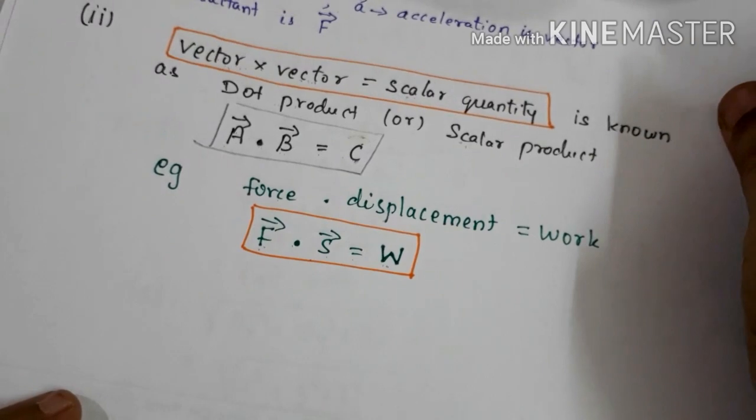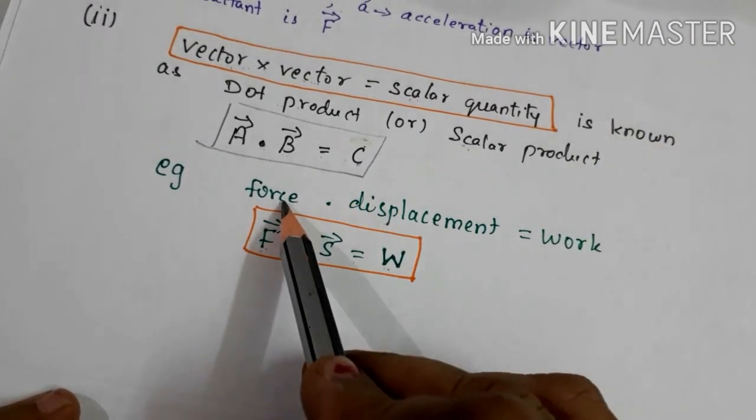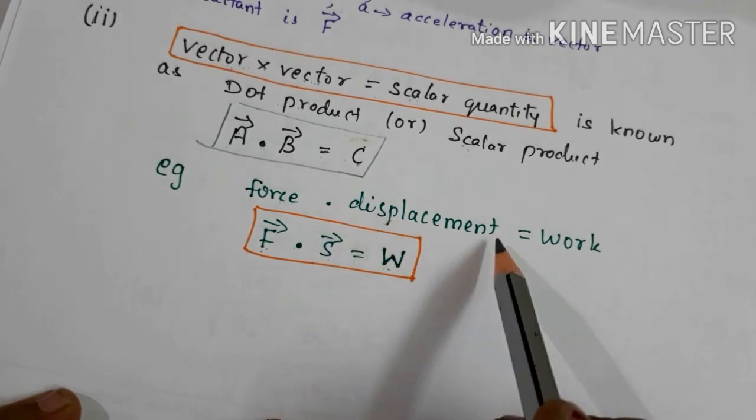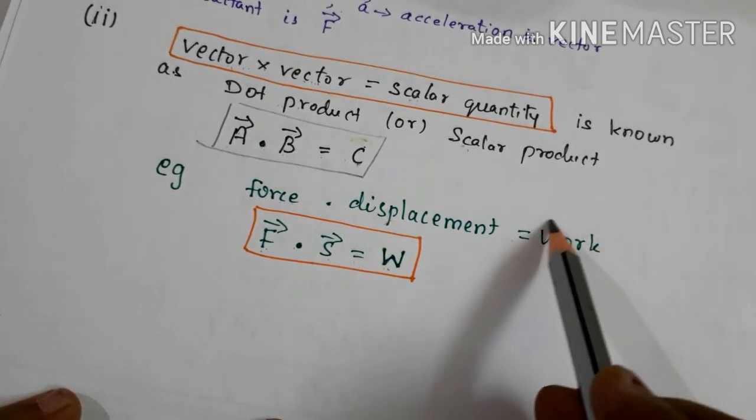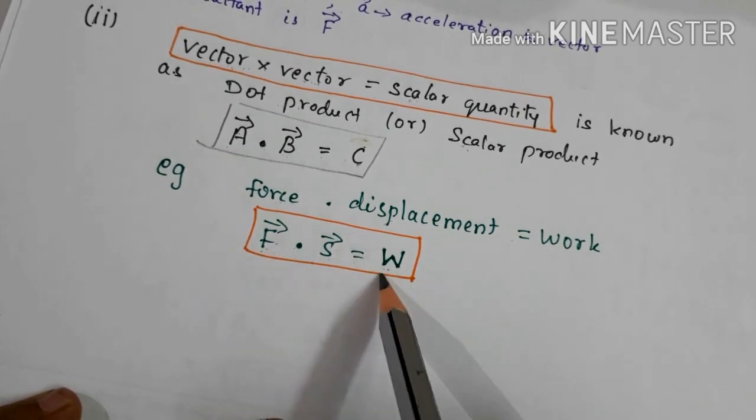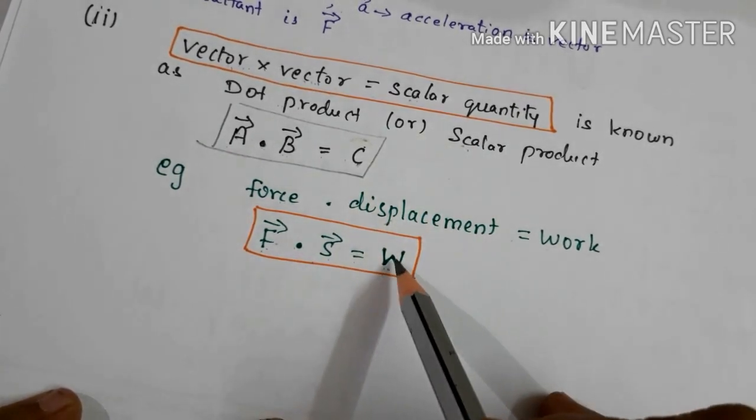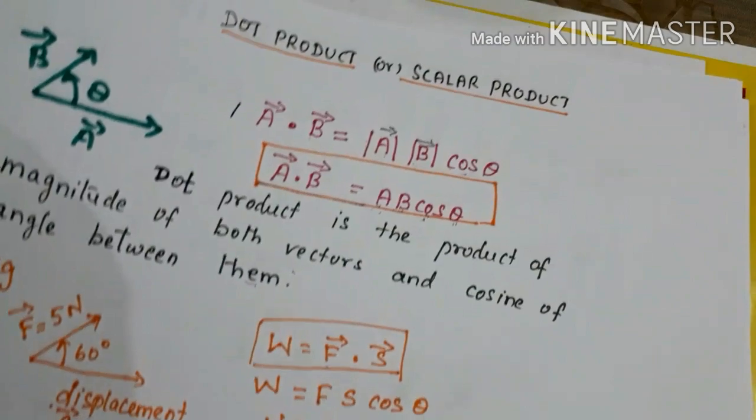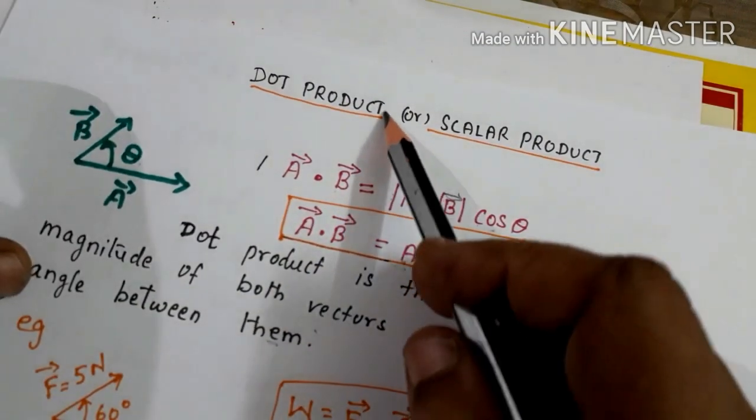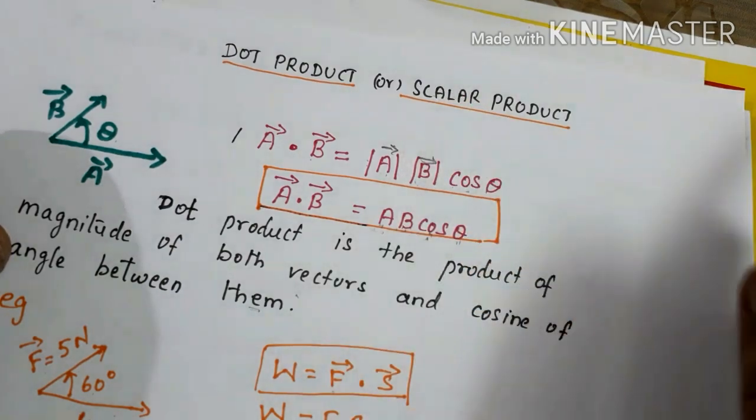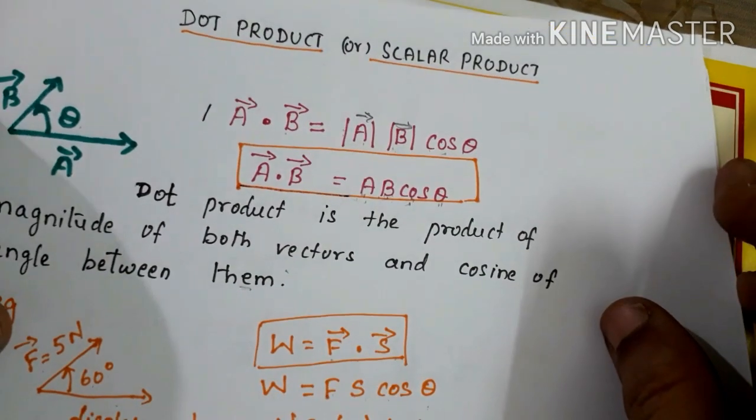Now you consider this example. Force dot displacement, the dot product of force and displacement gives a scalar quantity, that is work. F vector dot s vector is W. This is another example for dot product. Okay. Now we will see what is meant by dot product. So dot product, otherwise known as scalar product. How will you represent it mathematically?